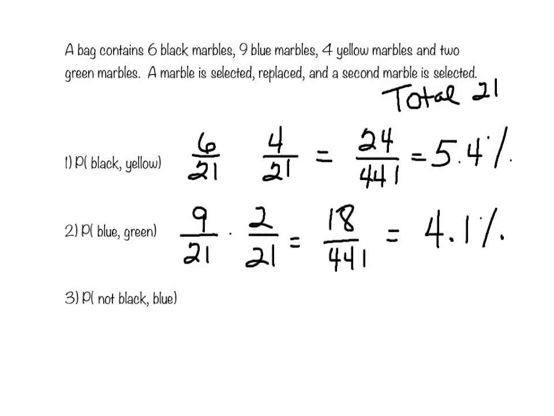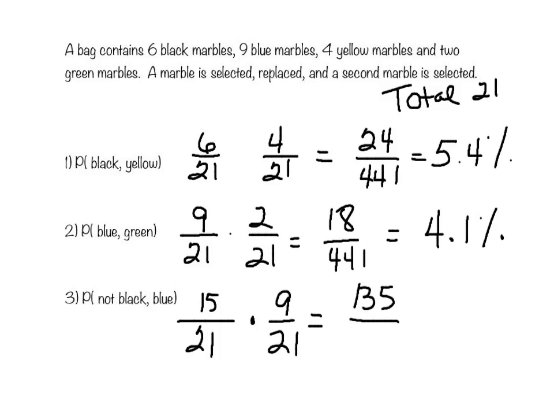Okay, let's do number 3 together. The probability that the first marble is not black and the second marble is blue. Well, let's think about that. How many marbles are not black? Out of the 21 marbles, 15 are not black. And how many are blue? 9 out of 21 are blue. So we would go ahead and multiply and get 135 over 441. And as a percentage, it's 30.6%.